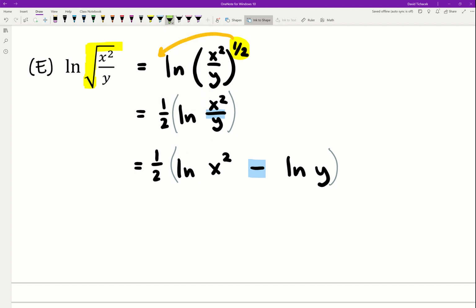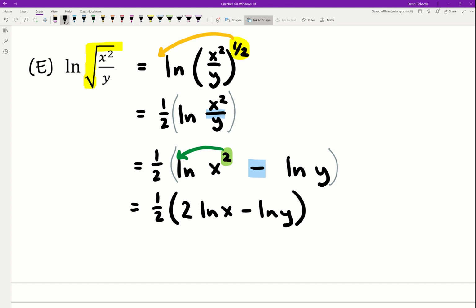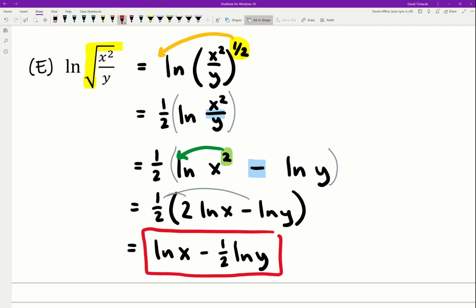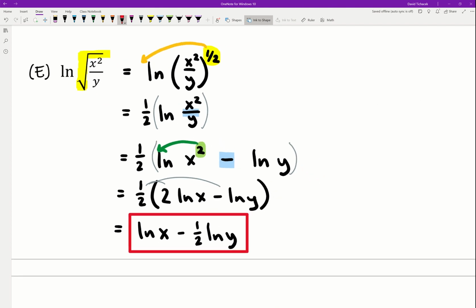If you take a look at that second log, that's just the natural log of y, nothing to really do there. But if you take a look at that first log, that's going to be one that we can apply our exponent rule to. And so we could put that number out front, in which case we can see here that we're going to have 1/2 times 2 times the natural log of x minus the natural log of y. And now we can go ahead and distribute that 1/2 back inside. And so 1/2 times 2 is actually just going to make 1. And so that's going to leave us with the natural log of x minus 1/2 the natural log of y. And that will complete the problem. There is the expansion for that expression involving logs.